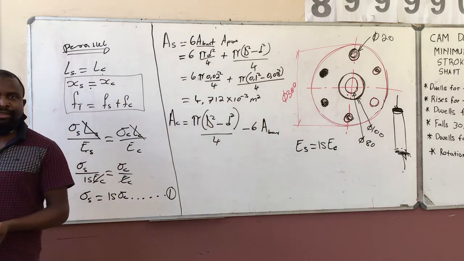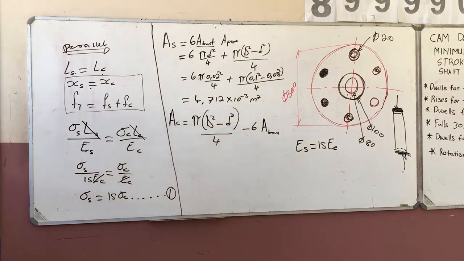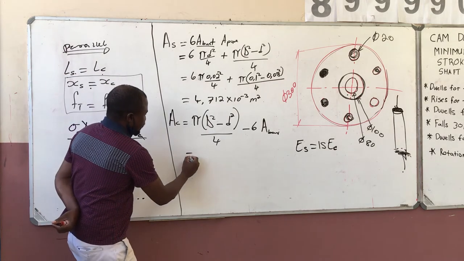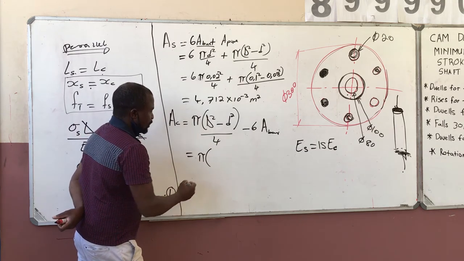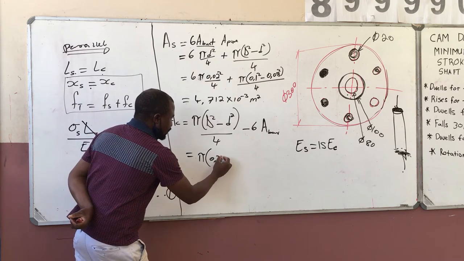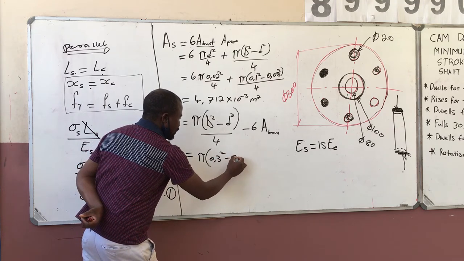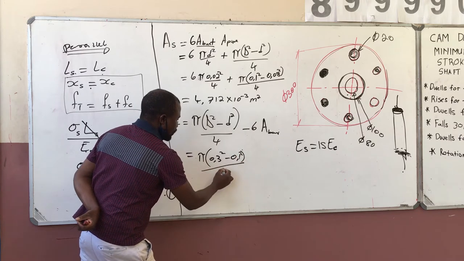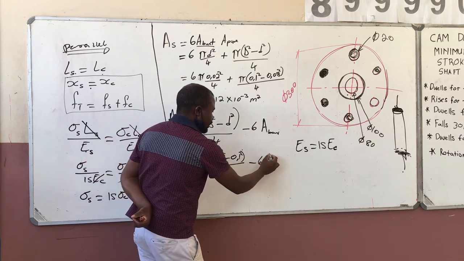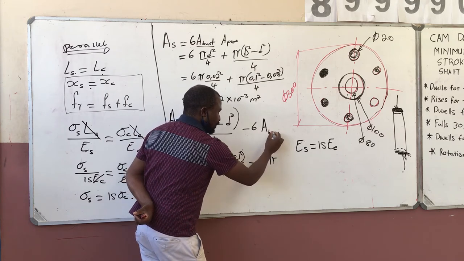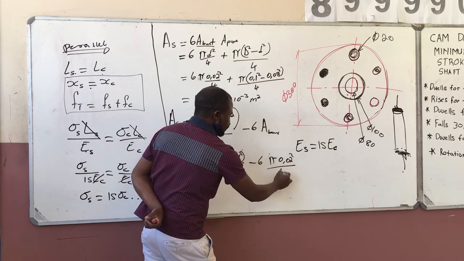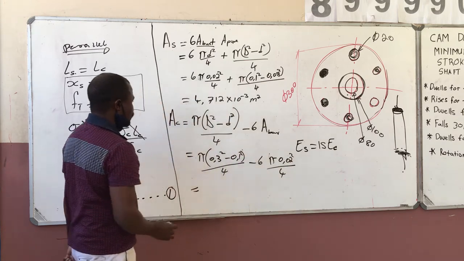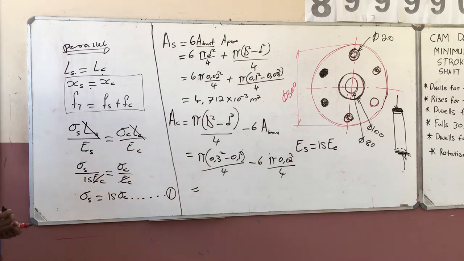Does this make sense? Okay. If it makes sense, let's carry on. Is pi, what do I substitute there? 0.3 square minus 0.1 square over 4, ne? Minus 6 pi, this one, 0.02 square over 4. And what is the total area of the concrete?